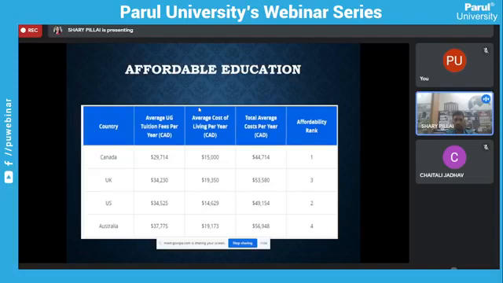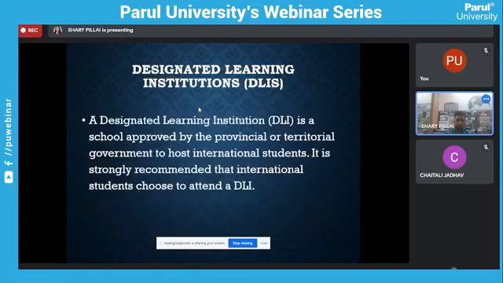So you have to consider affordability as well, because I'm sure that all of you are not from the same financial backgrounds. You have to choose accordingly. This is the main and major point while choosing a Canadian institute.